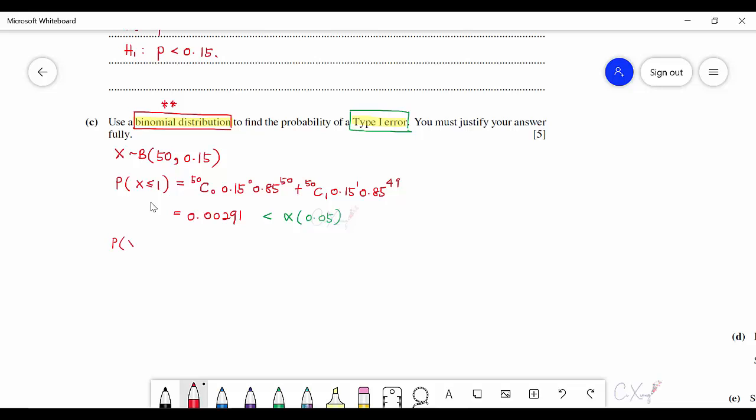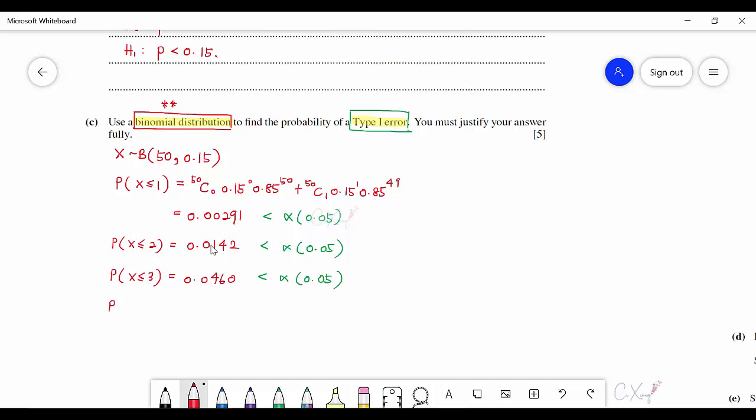Then we want to check whether x smaller equals to 2 is also under the rejection region or not. Using the value from here, you add 50C2, just until 50C1. So you take this answer plus 50C2, 0.15 power 2 and so on. Then you will get the value 0.0142. Again, compare it with the significance level alpha, which is 0.05. It is still smaller than, so that means x smaller equals to 2 is still under the rejection region. Then we continue for x smaller equals to 3. Again, you use the answer for this part and add 50C3, 0.15 power 3, 0.85 power 47. For this part, you'll get 0.0460. Again, you compare it with alpha, it is still smaller than the significance level, 0.05. So x equals to 3 is still under the rejection region.